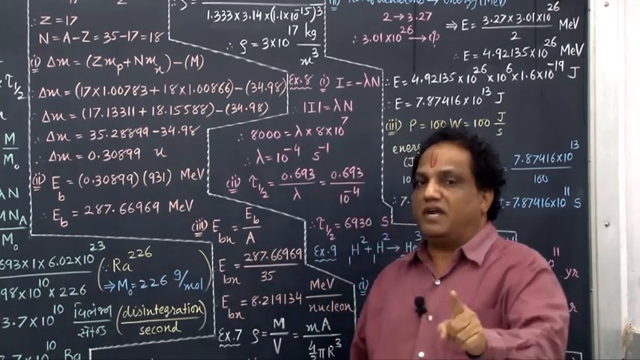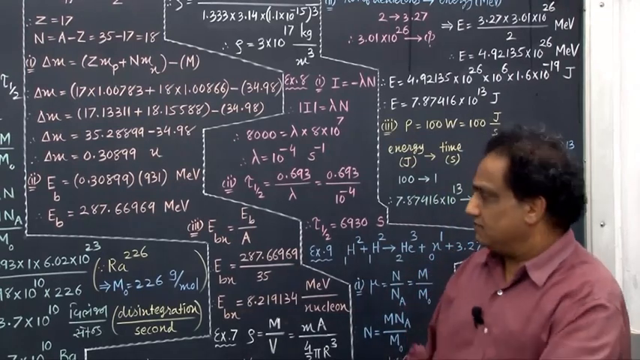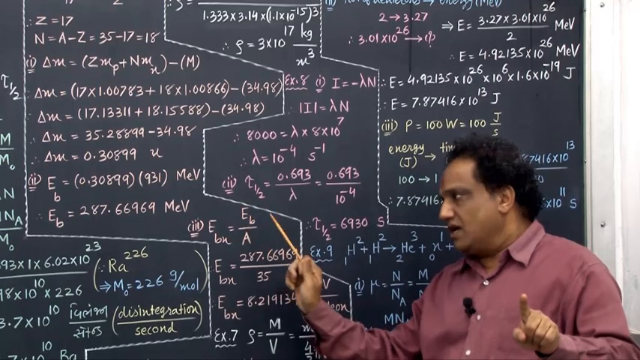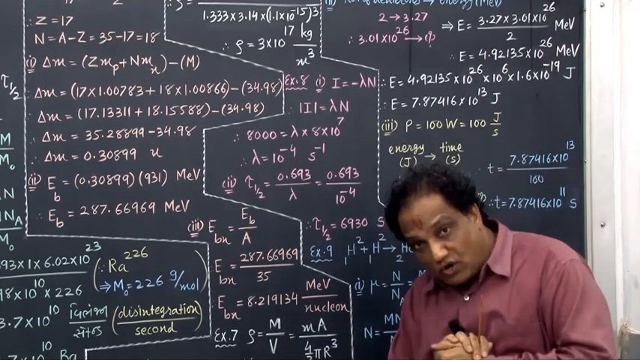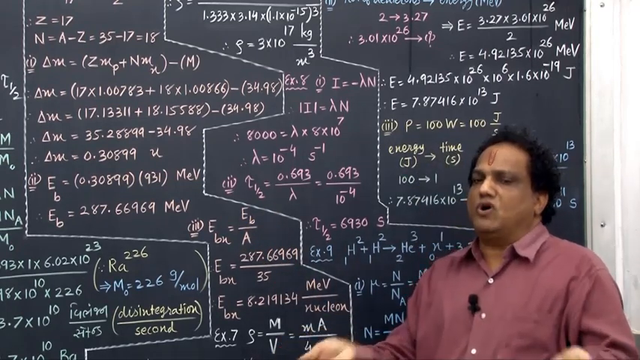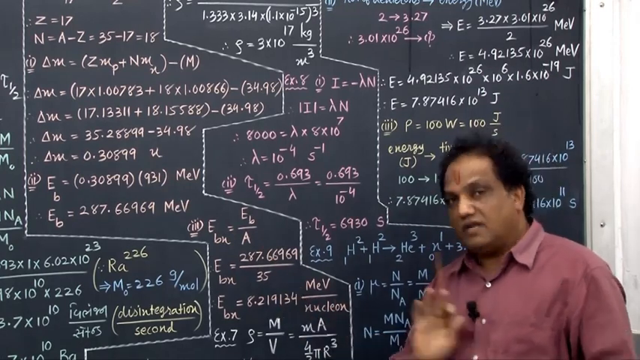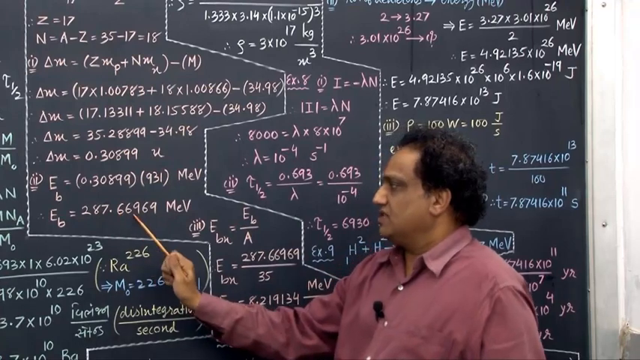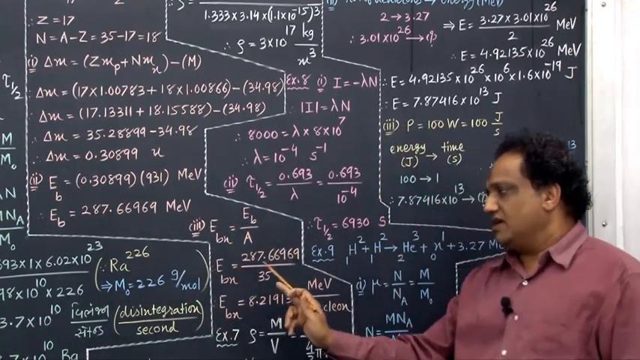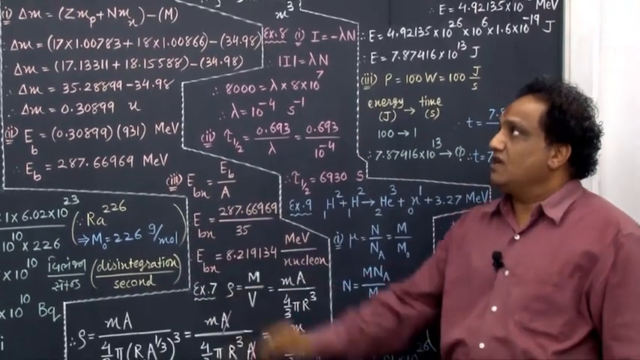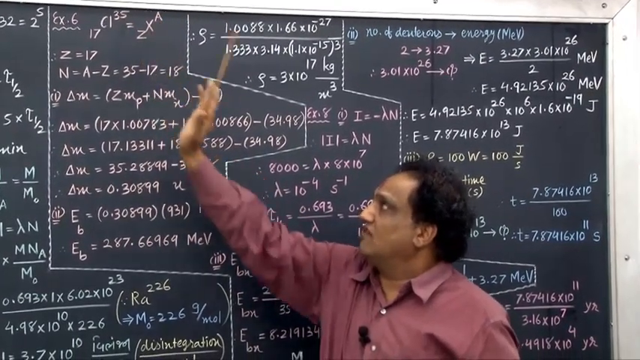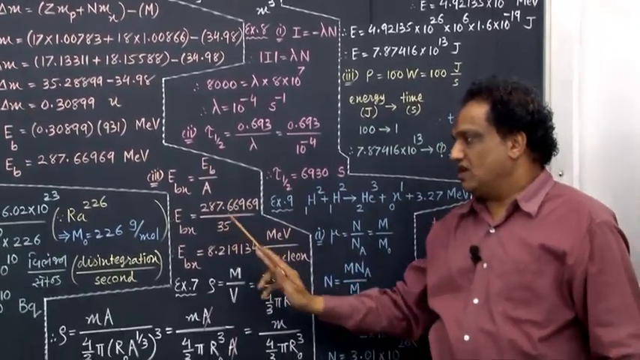Wait, this is the binding energy of the whole nucleus. We now want the binding energy per one nucleon, that is EBN. It is nothing but total binding energy divided by total number of nucleons. Total number of nucleons means the atomic mass number, that is capital A. EB value is 287.66969, divided by capital A. Atomic mass number right now is A equals 35.